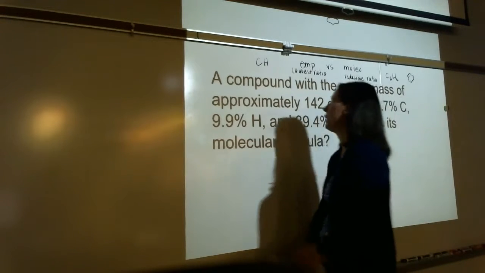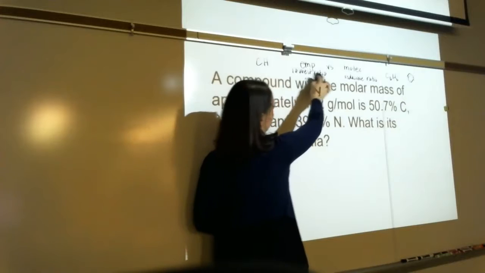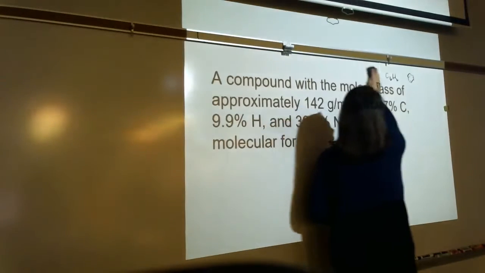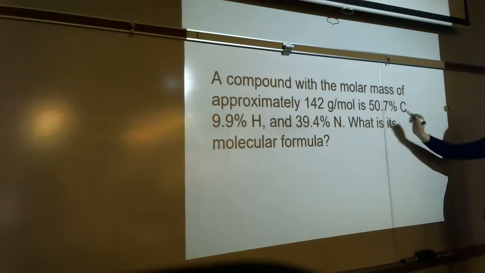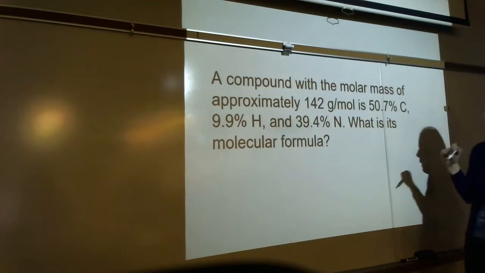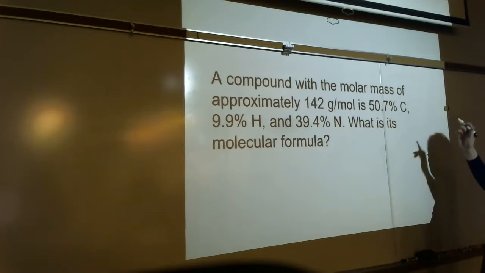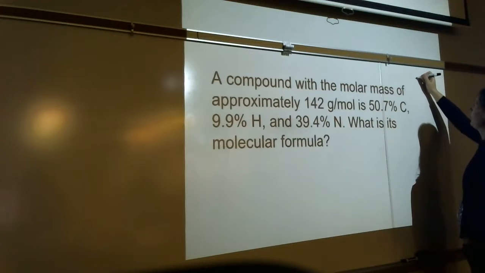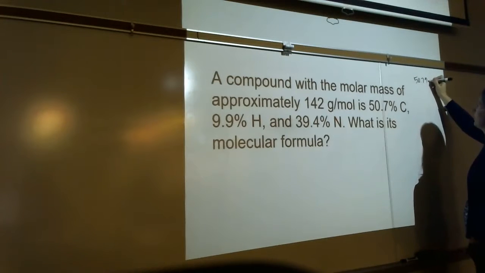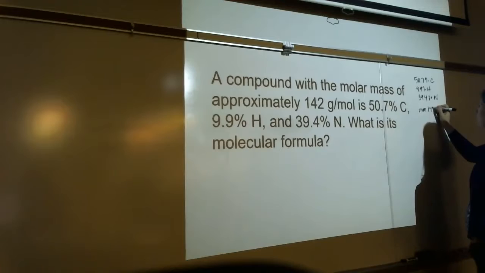All right, so an empirical formula cannot be reduced any further. A molecular formula can be reduced. You can calculate your empirical formula and then turn it into a molecular formula. So anytime you see percentages like this, you need to think to yourself, okay, I've got to calculate an empirical formula. And then if the problem asks for a molecular formula, then you would just take it a step further. So I'm going to take this information down so that I can write on the screen without the words. 50.7% carbon, 9.9% hydrogen, 39.4% nitrogen, and its molar mass is 142.